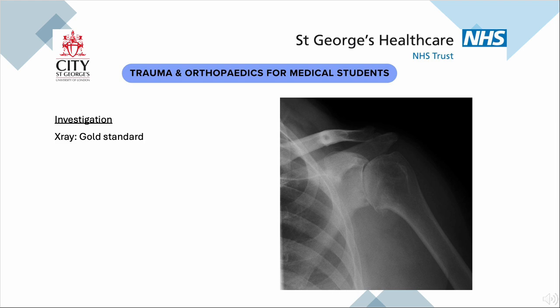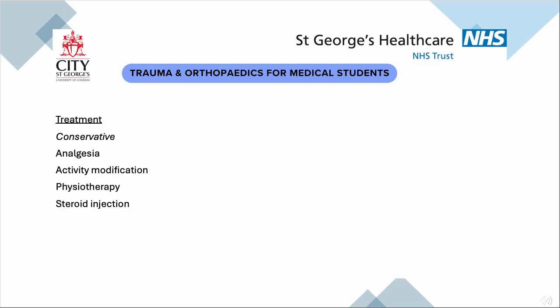Investigation very simply is X-ray, which is the gold standard. This will confirm the presence of osteophytes, cysts, loss of joint space, etc. The treatment of shoulder arthritis is exactly the same as arthritis in all other joints, which starts with conservative management, which is analgesia, activity modification, physiotherapy, and sometimes a steroid injection, although these really don't normally have much of a lasting effect.